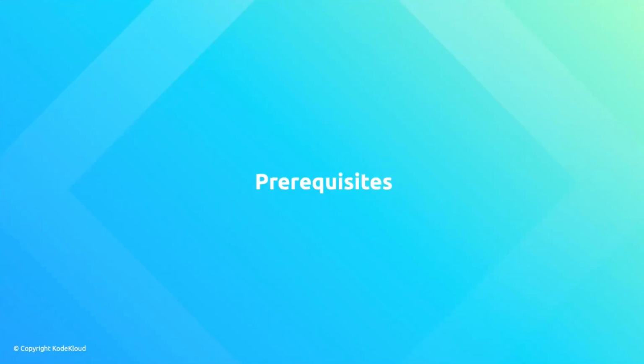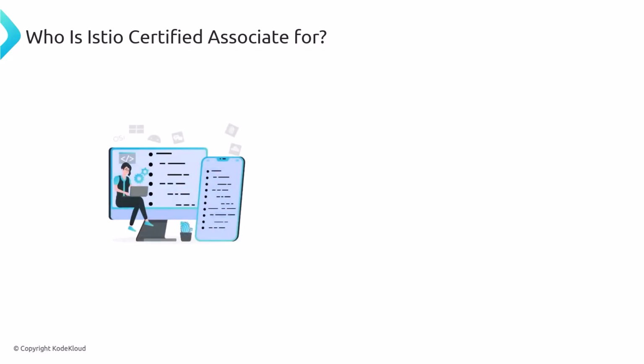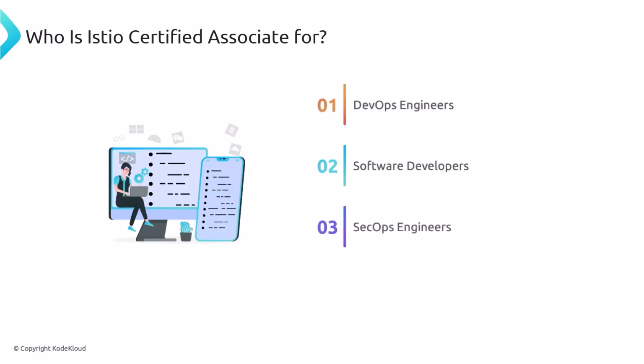In this video, we'll go over the requirements in order to pass the Istio Certified Associate. So all different types of engineers can benefit from using Istio, whether you're a DevOps engineer, a software developer, a SecOps engineer, an SRE, it doesn't matter. Istio benefits all engineers in a positive way.